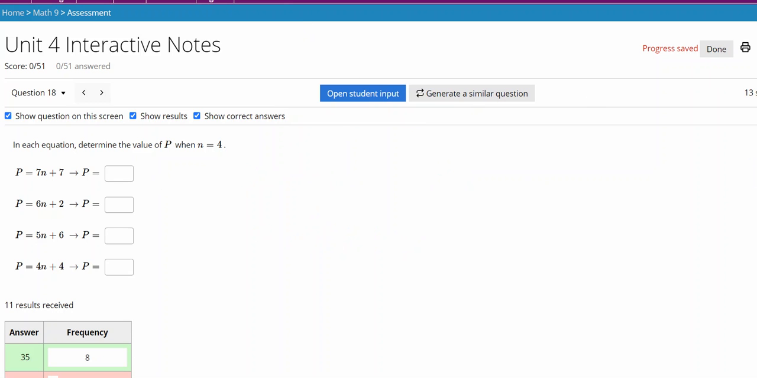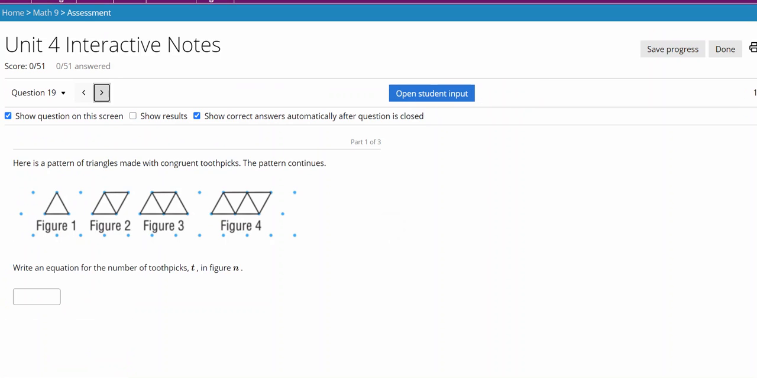Okay. So let's move on to the next one there. All right, this is a good one. So back to our patterns, right? These will actually be like questions that you guys are going to have in your homework in a second too. So it says here's a pattern of triangles made with congruent toothpicks, and the pattern would continue on forever. Now it says write an equation for the number of toothpicks t in figure n. And they've just kind of given us a blank.